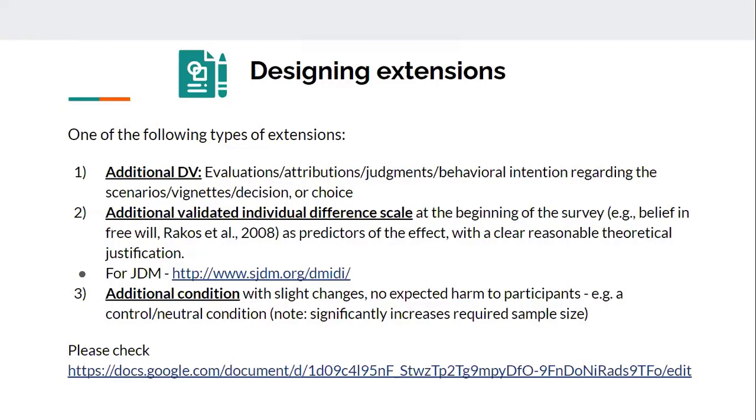And then you may add an additional condition with slight changes. Most important, no expected harm to the participants. This may be as simple as a control or neutral condition. Sometimes this may increase the required sample size to detect the effect. You may check this link for more information.